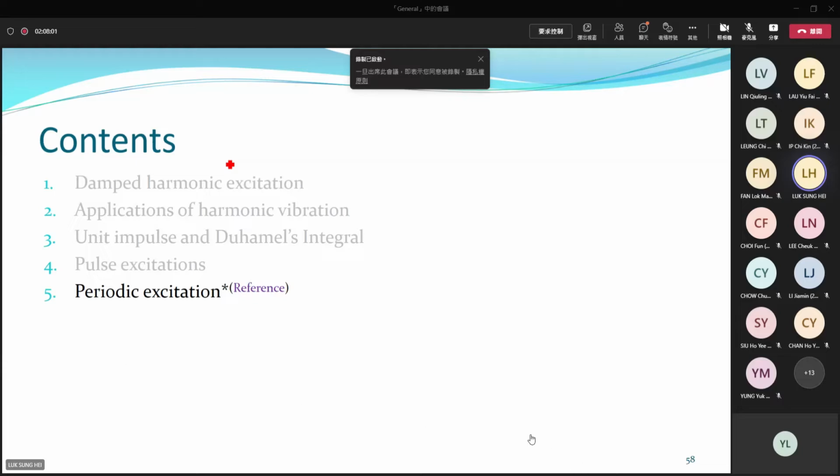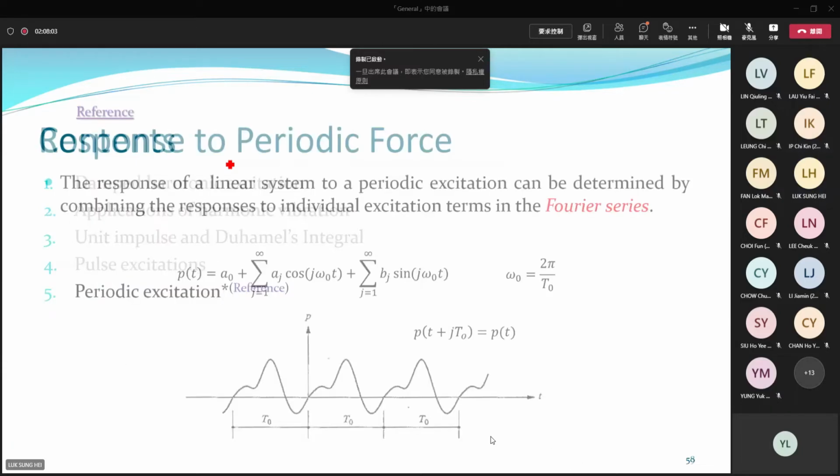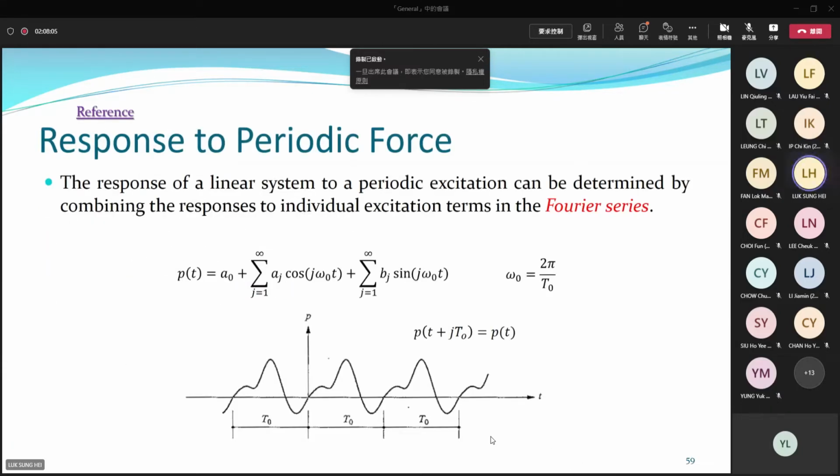So I prefer to turn these to reference. Although the concept is not difficult, the concept is based on Fourier series. Have you seen this term before? Fourier series, or Fourier transform.